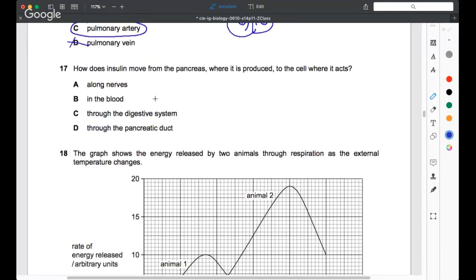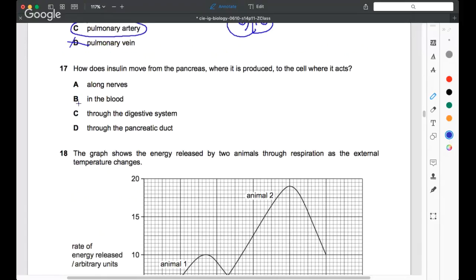How does insulin move from the pancreas where it's produced to the cell where it acts? Along nerves, in the blood, through the digestive system, or through the pancreatic duct. So it is in the blood. Not very many things move along nerves as a signaling agent. You have action potentials moving along nerves, so that's an electrical current moving along the nerve, but it's not a signaling molecule.